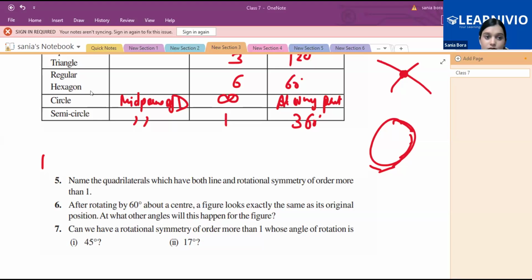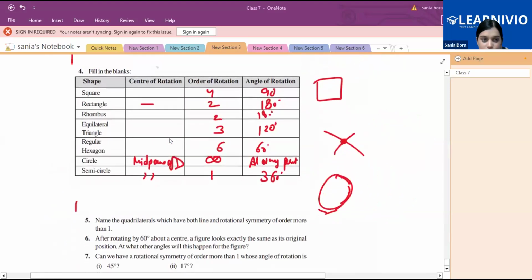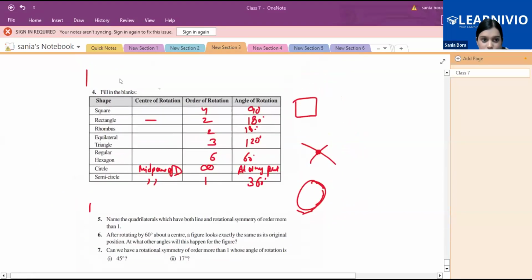Ma'am, can you scroll up a little? I wanted to see something. Ma'am, you can zoom out.